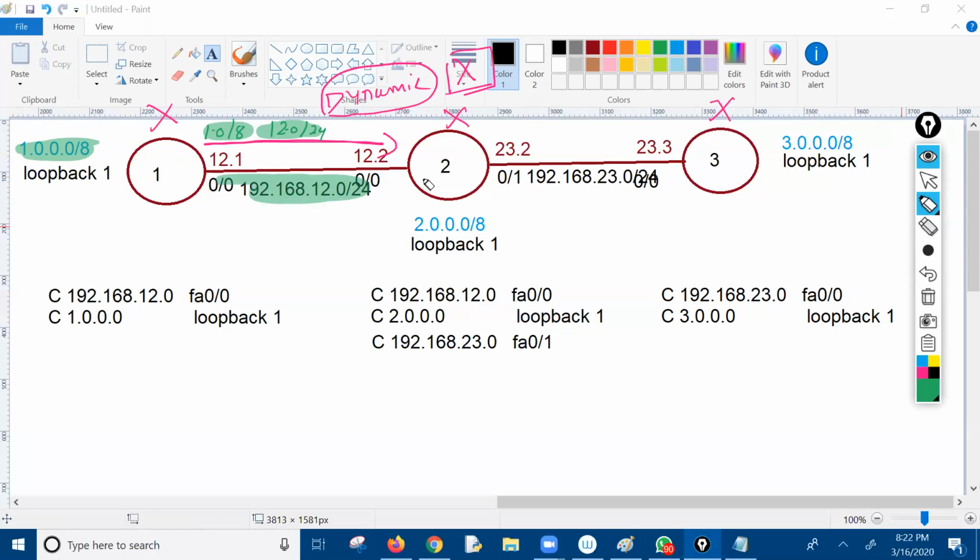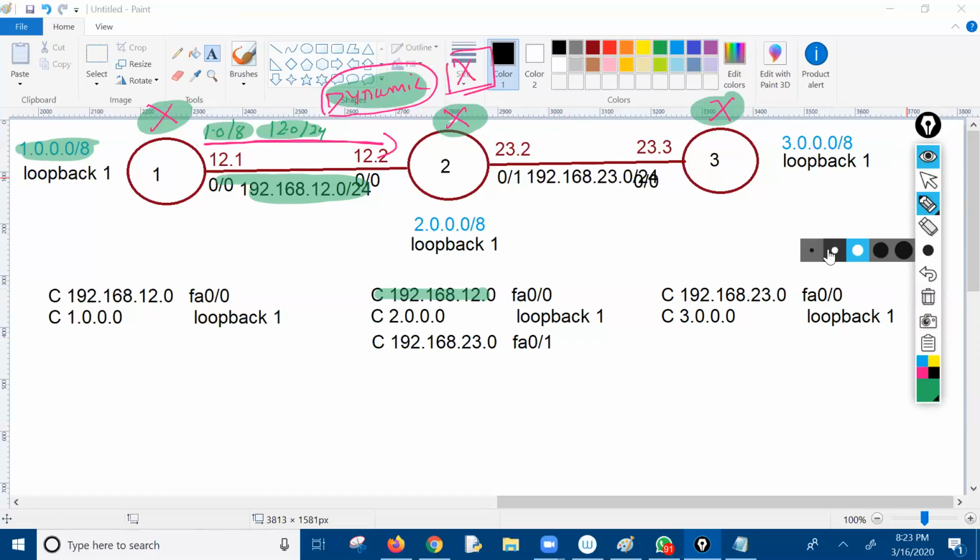When R2 receives this information after enabling the X protocol, I'm just letting you know what is the meaning of dynamic, right? After enabling the X protocol, R2 will receive one update. In this update, the information is 1.0/8 and 12.0/24. R2 says, let me check whatever information I have. I already have 12.0 information that is the best route because this is connected. This is directly connected.